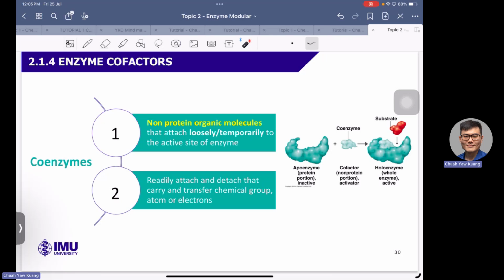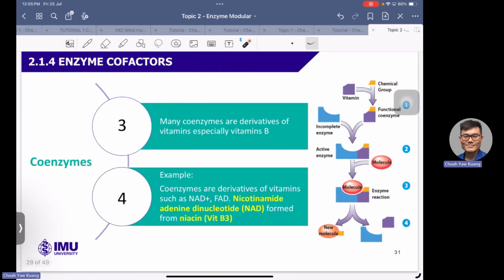So how do they work? One of the examples that we always use is the coenzyme derived from vitamin B, which is nicotinamide adenine dinucleotide, NAD. NAD is actually derived from niacin, which is vitamin B3. So this NAD is a very important coenzyme for dehydrogenase. Yeah, for dehydrogenase.